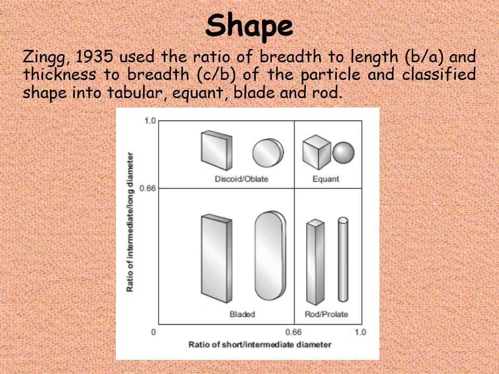In the bottom right corner, the shape is called rod-like or prolate, where one axis is extremely high and the other two are almost equal in size. So this shows a rod-like shape. So depending upon the ratios of the three axes of any three-dimensional grain, Zing proposed these four sedimentary grain shapes: oblate, equant, prolate, and bladed.